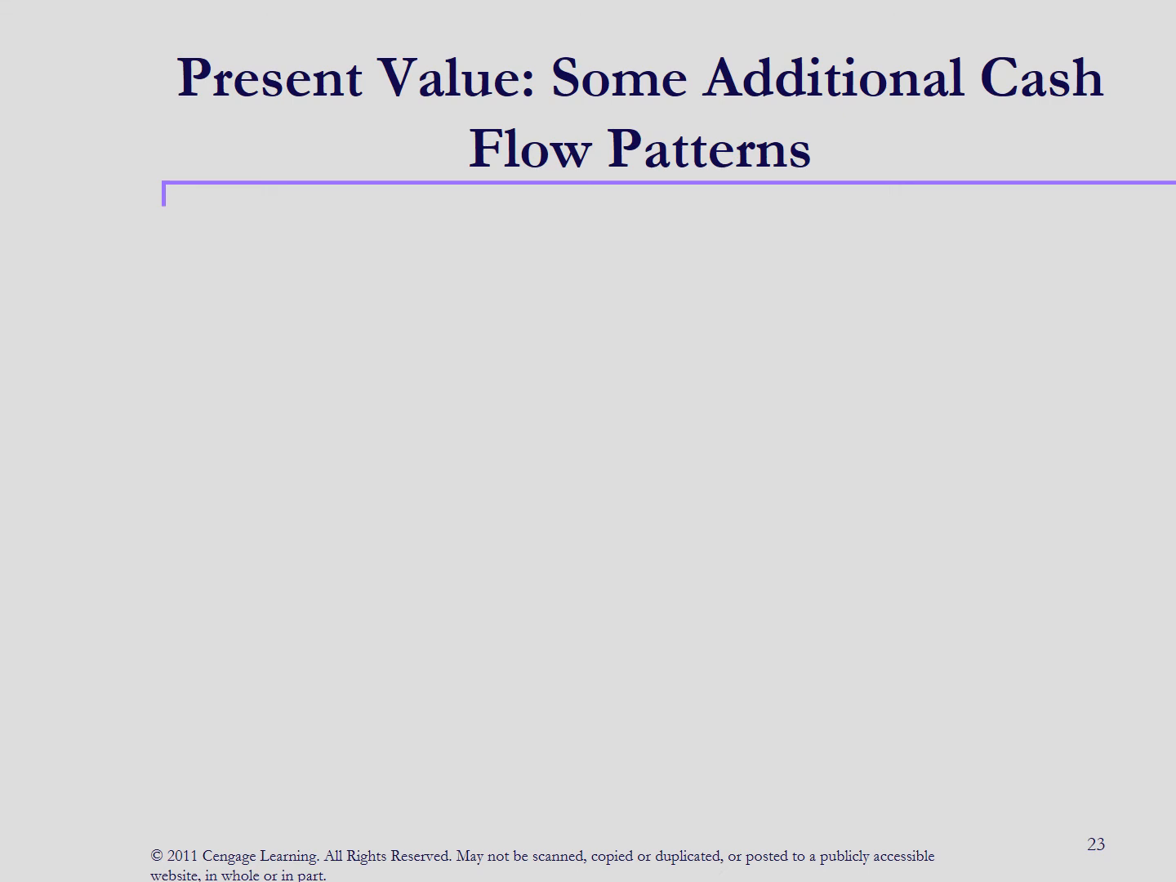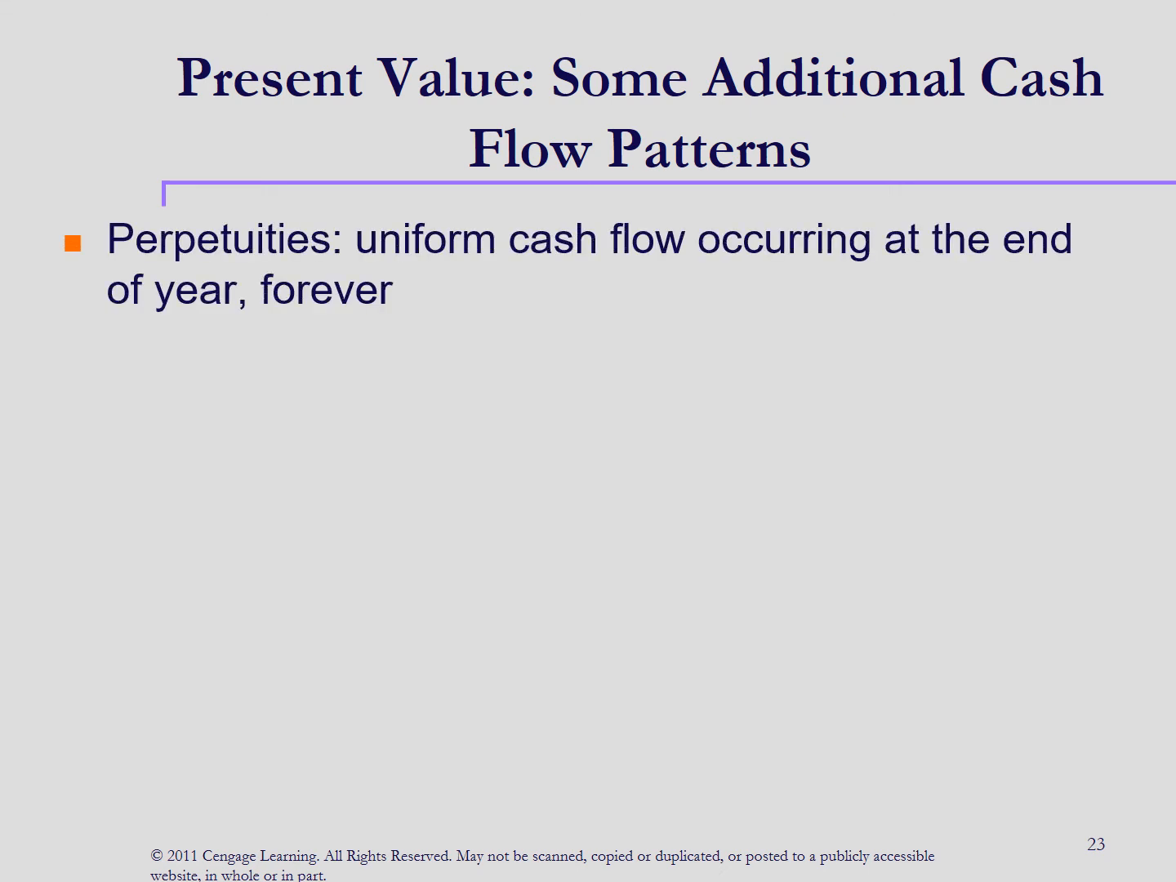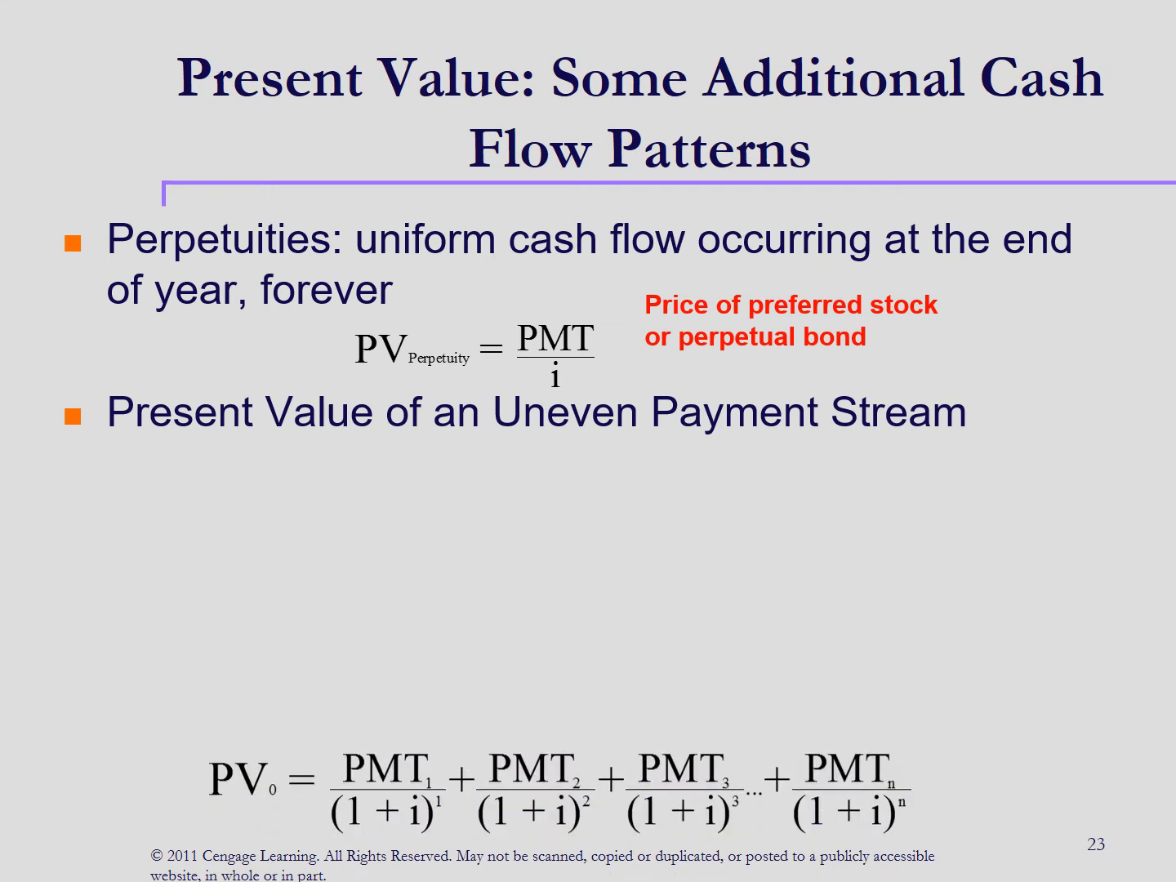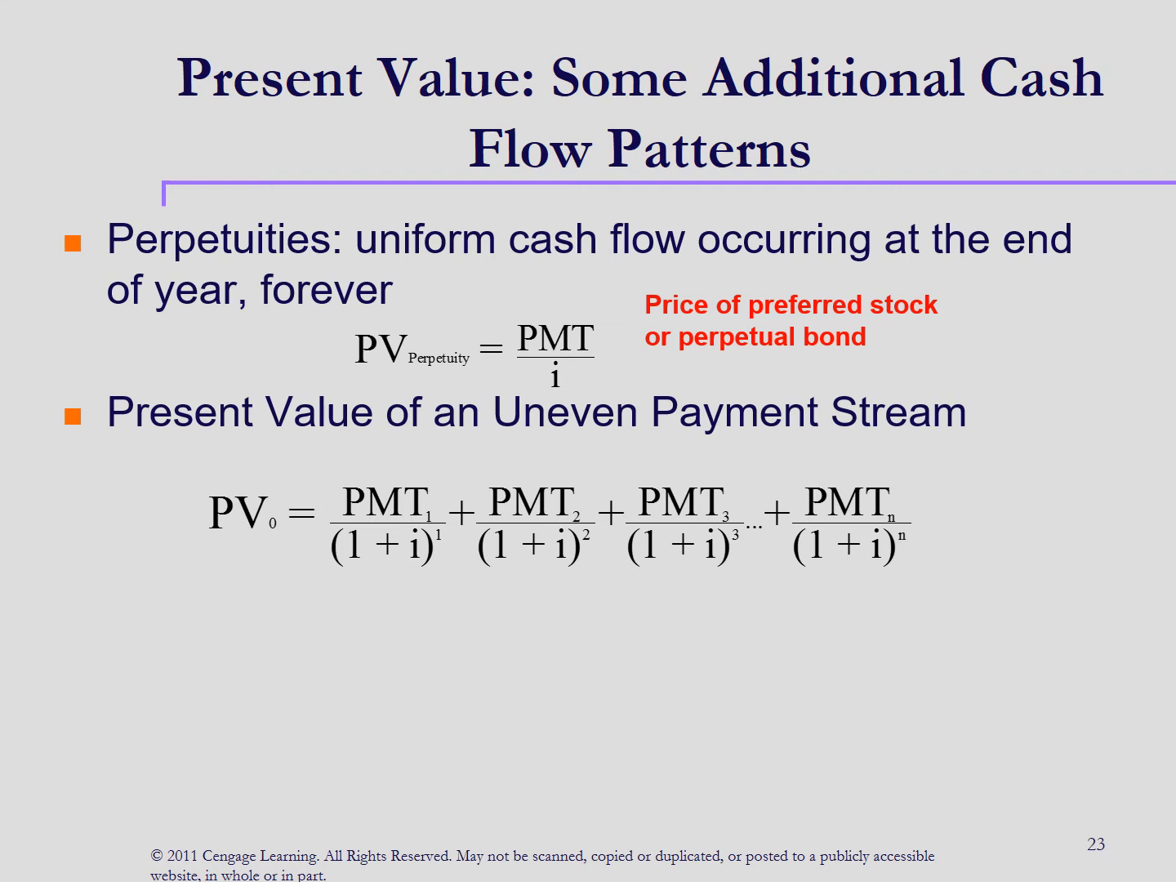Perpetuities. A perpetuity is a uniform cash flow occurring at the end of each year forever. The present value of a perpetuity is equal to the equal cash flow divided by the interest rate. This is the formula we apply to obtain the price of preferred stock or a perpetual bond. The present value of an uneven payment stream is obtained by summing up the present value of each payment.